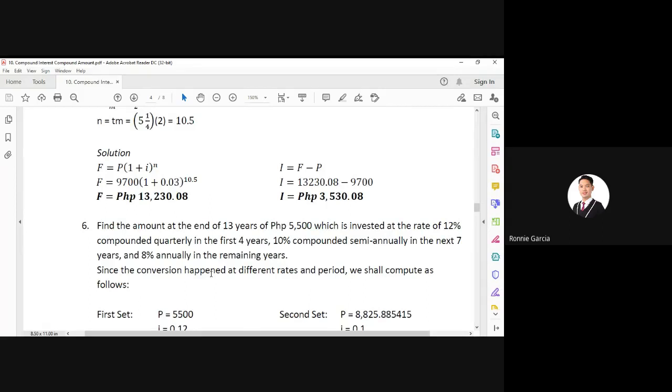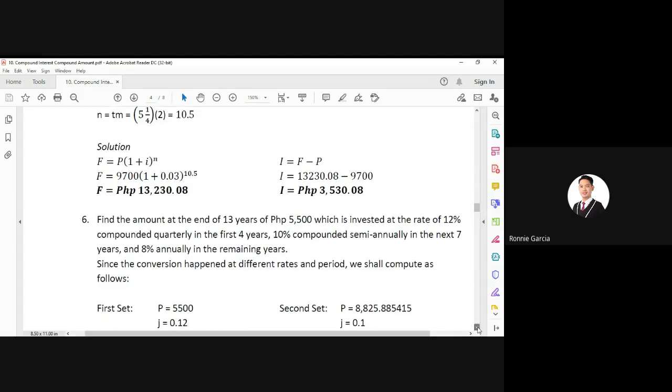So, this problem already looks complicated. Even though there is only one principal, its computations and compound interest vary depending on the year. In the first 4 years, quarterly. Then in the next 7 years, semi-annually, with a different rate again. And then in the remaining years, to complete the 13 years, 8%. So how will you solve a problem where the rate and the conversion period differ at the same time? Just relax, it can be solved.